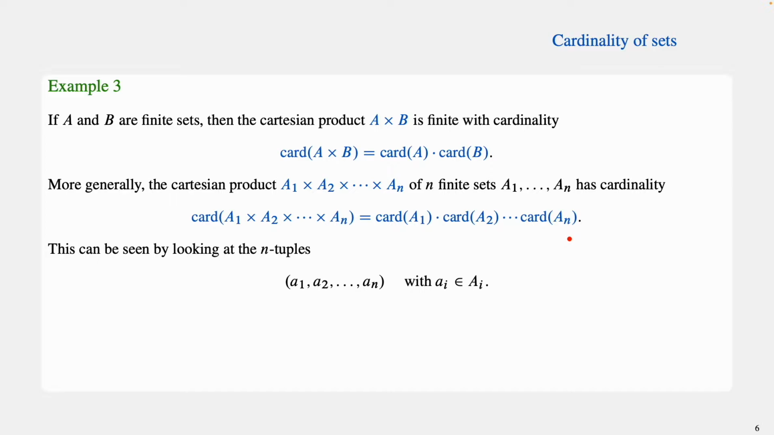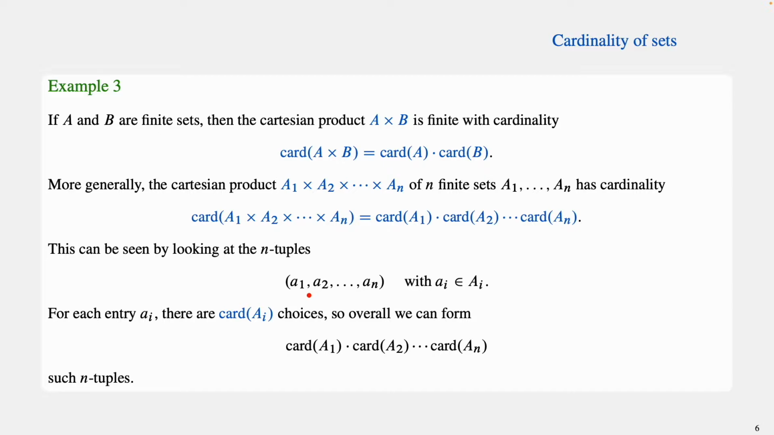And to see this, you do a little bit of a combinatorial investigation. So this set here, this Cartesian product, consists of all the n-tuples of the form (a1, a2, up to an), where each entry ai is taken from the ith set in this product. And now for each entry we have cardinality of Ai choices. So we have as many choices for the first entry as there are elements in A1. So that's cardinality A1 choices for the first entry. And then for each of these possibilities we have again as many choices for the second entry as there are elements in the set A2, so that's cardinality A2 choices.